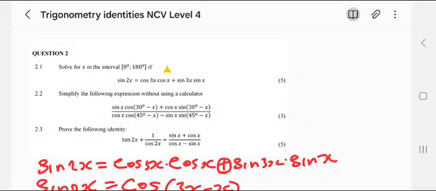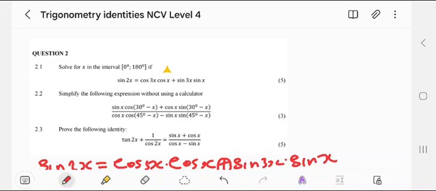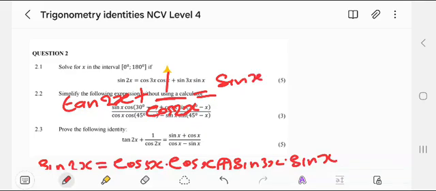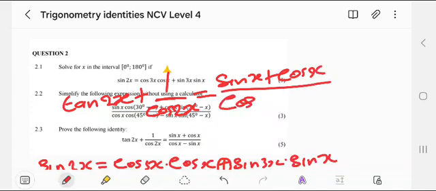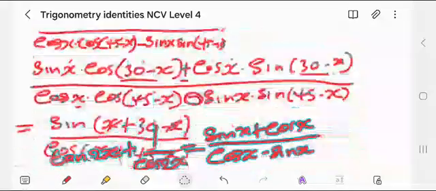All right, 2.3, prove the following identity. We should prove the following identity. We are given that tan 2x plus 1 over cos 2x must be equal to sine x plus cos x all over cos x minus sine x. This is what we are given there.